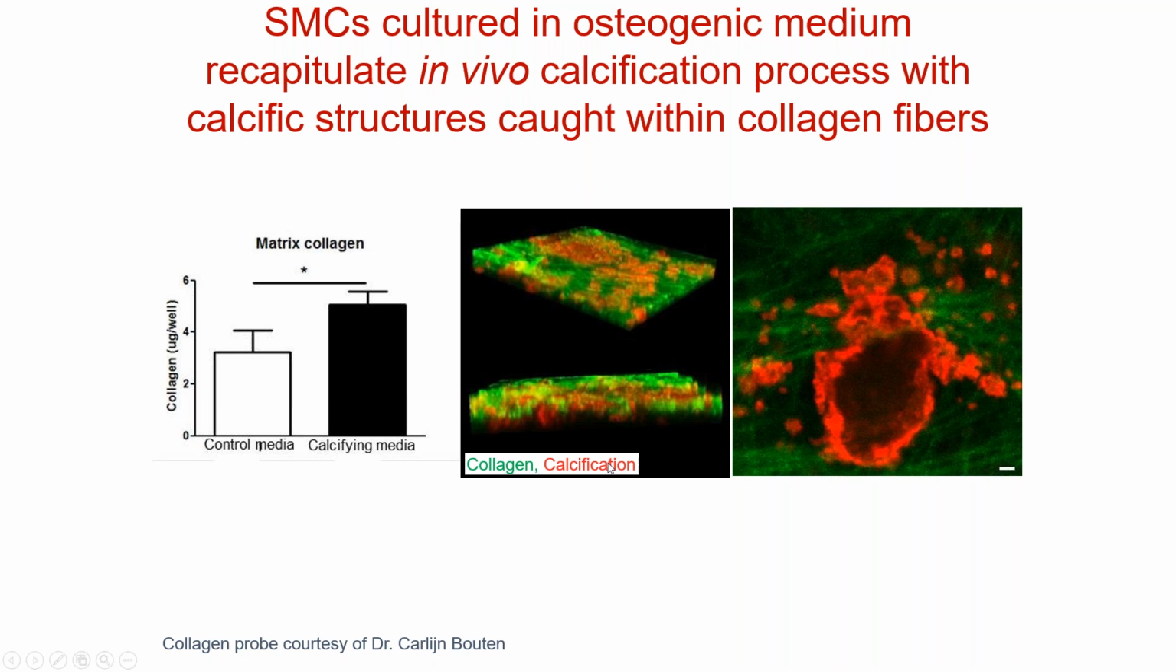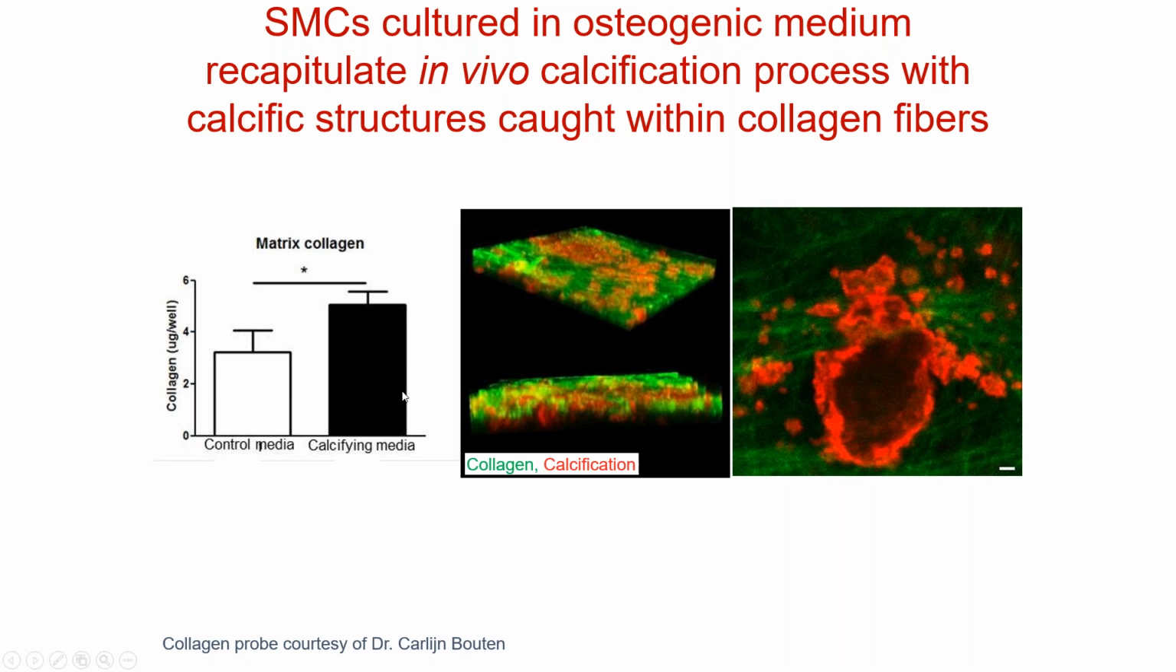So we took smooth muscle cells again and put them in these calcifying media, and we could show that over the course of 21 days, we see an increase in collagen content in the calcifying media versus a control media. That's not terribly surprising. It's been shown before that this media induces increases in collagen.